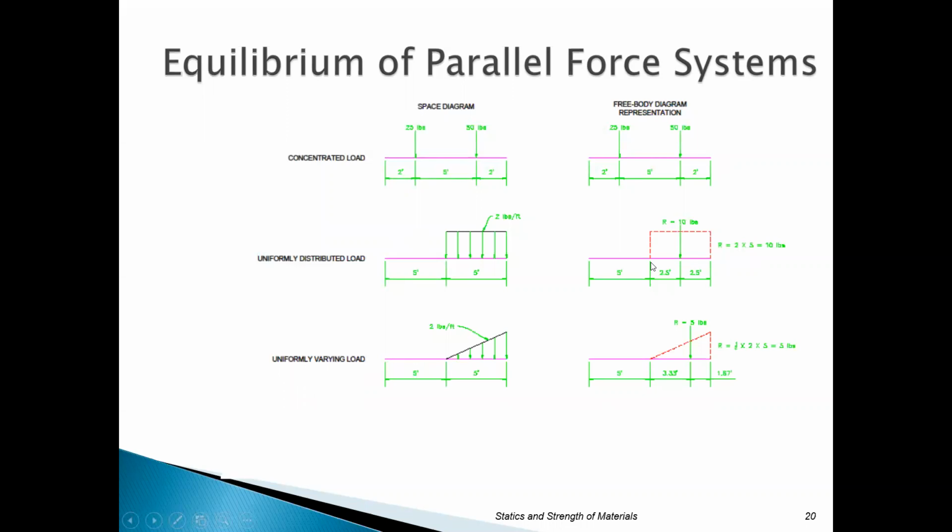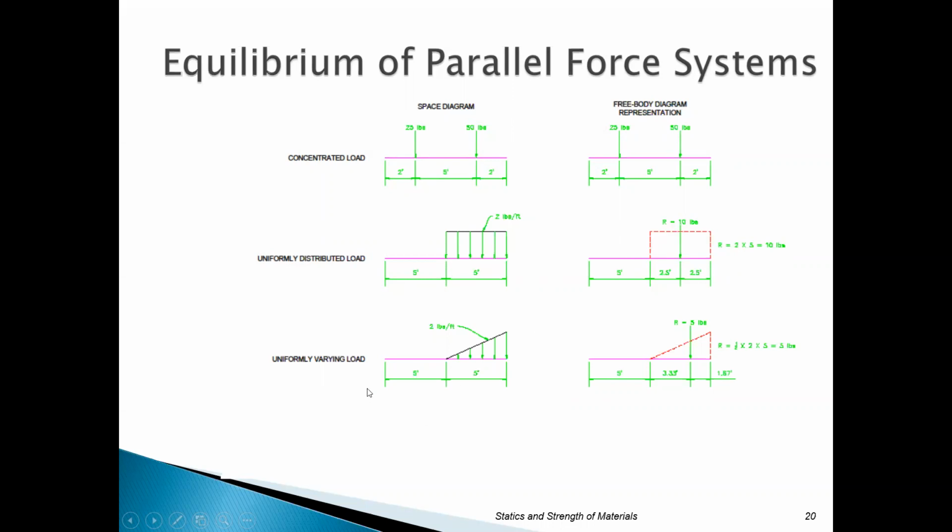So you just multiply your distance over which it's acting times the load rate. Notice this is in pounds per foot, and this would be feet, so the units cancel out and you're left with pounds. Then this has to be applied in the right location, which is essentially the centroid or the middle of this. So this is acting over 5 feet, half of 5 feet, 2.5 and 2.5. Okay, so this is a simple case.